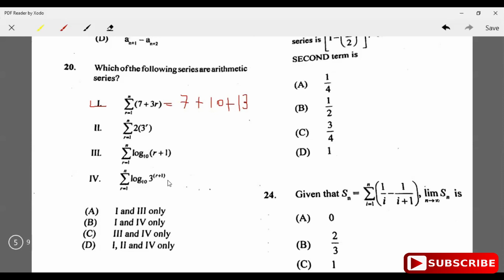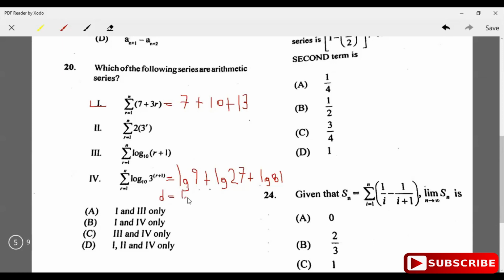So pretty much, if you plug in r equals 1, 1 plus 1 is 2, 3 squared is 9. So when you plug in 1, you get log 9. Then you plug in 2, where you get log of 27. You plug in 3, where you get log of 81. So that's how you determine the common difference. The common difference, d, should be equal to the log of 27 minus the log of 9.